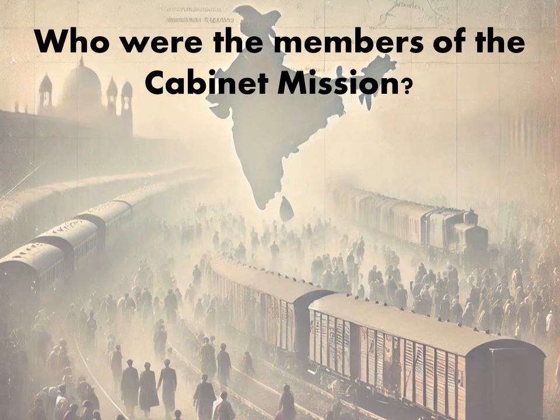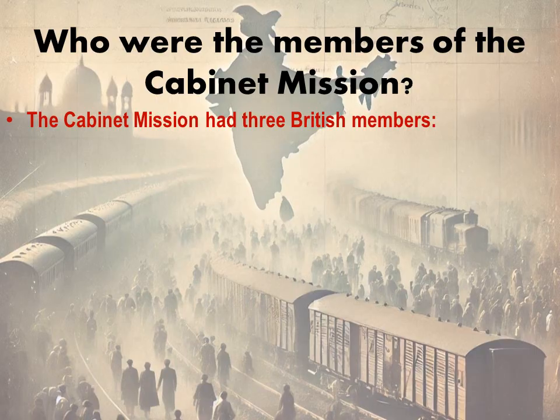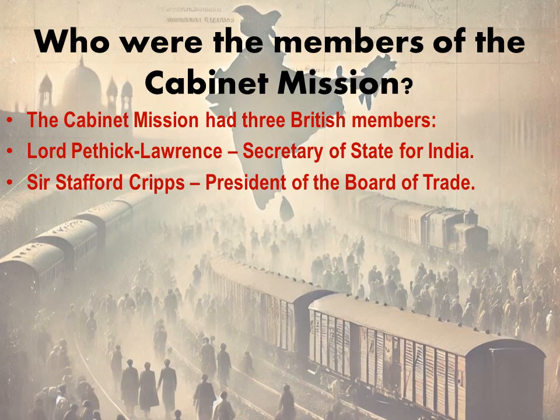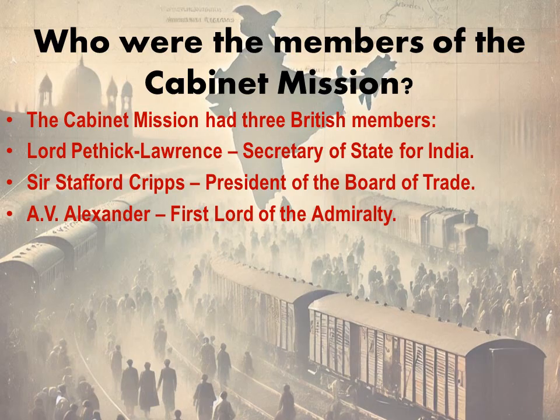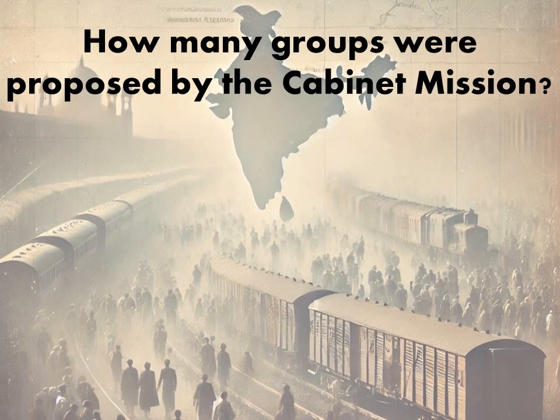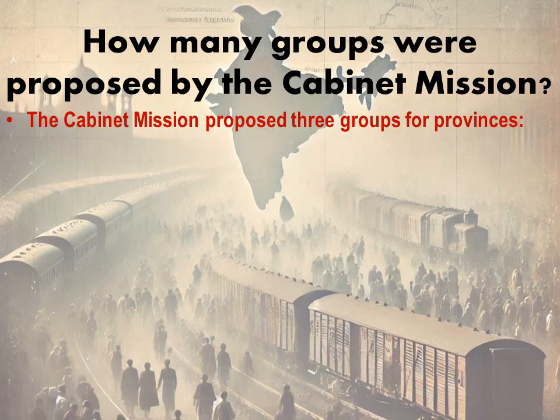Who were the members of the cabinet mission? The cabinet mission had three British members: Lord Pethick Lawrence, Secretary of State for India; Sir Stafford Cripps, President of the Board of Trade; A. V. Alexander, First Lord of the Admiralty. They aimed to negotiate an Indian federal structure. How many groups were proposed by the cabinet mission? The cabinet mission proposed three groups for provinces.